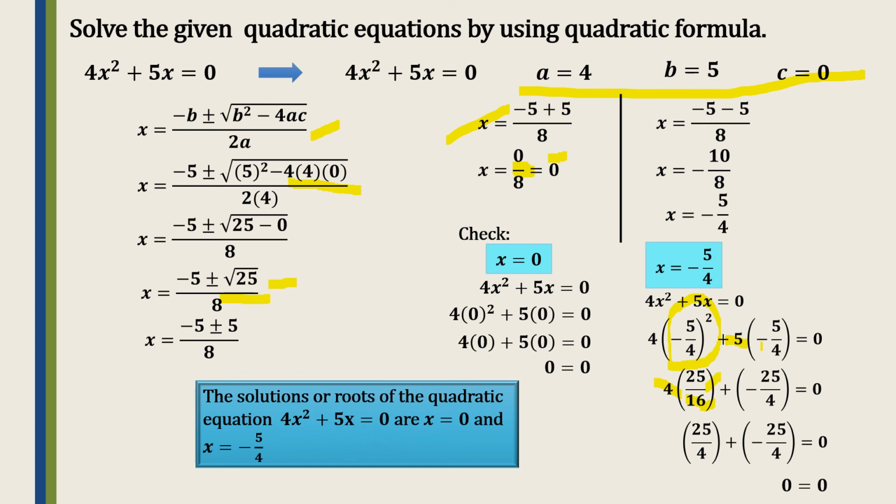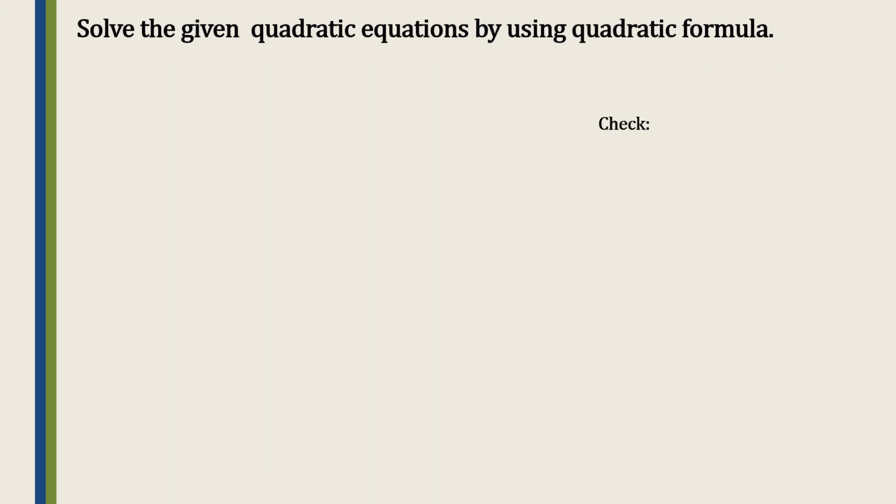Therefore, the solutions or roots of the quadratic equation 4x squared plus 5x equals 0 are x is equal to 0 and x is equal to negative 5/4. Another example, x squared equals 2. Hindi naman tayo makagamit ng extracting square root kasi hindi perfect ang 2. Gamitin lang natin ang quadratic equation.